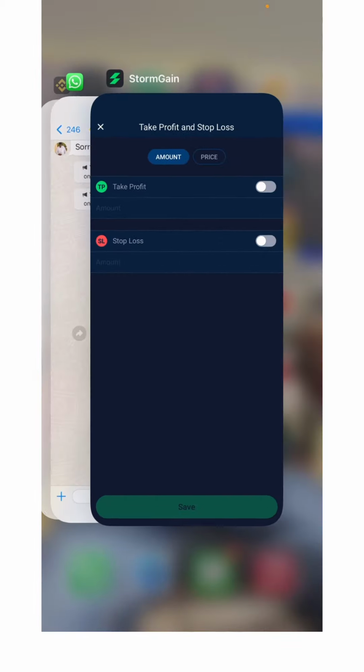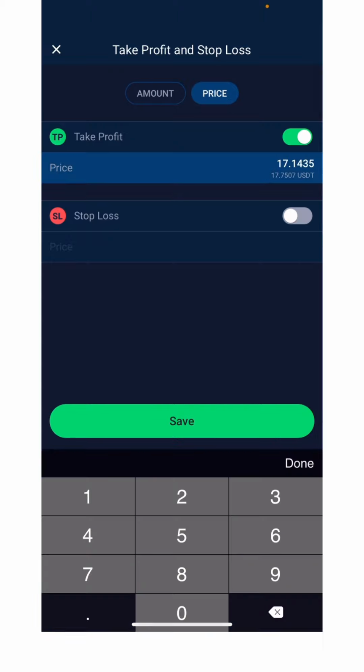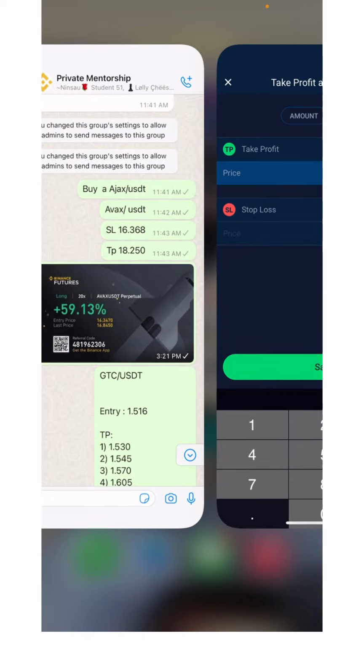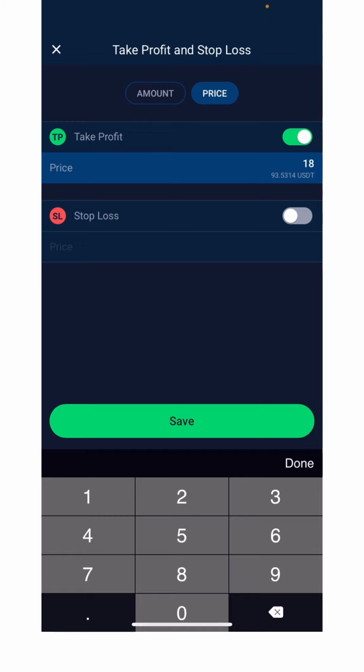18.250. So you come here, you enter. The take profit is supposed to be 18.250. So you click on price. You can see we have amount, and when you click here, we have price. So you click on 18 point what? So we have 18.250. So let's enter 18.250. Okay, so that's your take profit.